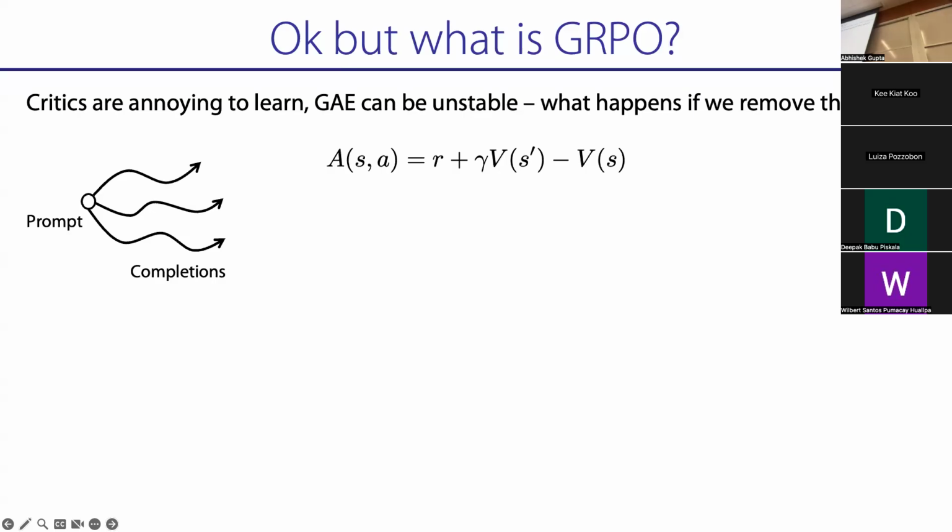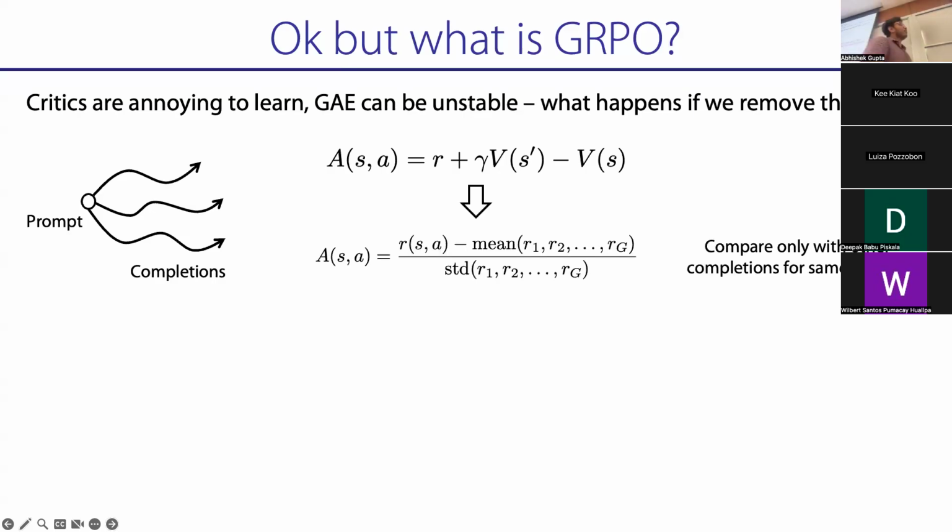And then, instead of computing the advantage with the critic, which is really across many states, you just sample many completions from a single prompt. You score each of these with a reward. And then you normalize the advantage by subtracting the mean of all those completions and dividing by the standard deviation. So you just whiten with the mean and standard deviation of that group of completions for a particular prompt.